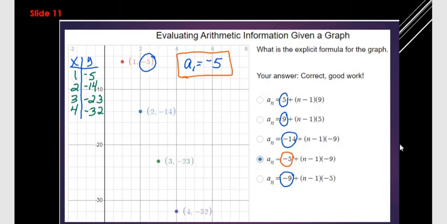Slide number 11. When you're looking at this, you're evaluating arithmetic information given a graph. So the first thing we want to do, you can write this in a table right here, which I've done, or you can just look at this right here. You see the first term is a -5. Since all of these are written in explicit form, I'm going to go through here and check the first term. That's a positive 5, automatically out. We're looking for a -5. 9, out. -14, out. -9, out. So the only one with a -5 right here is this one. That's your only choice.